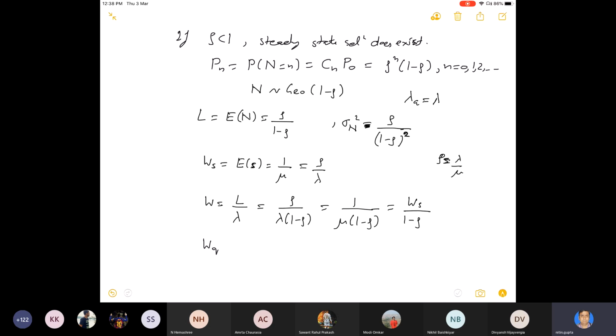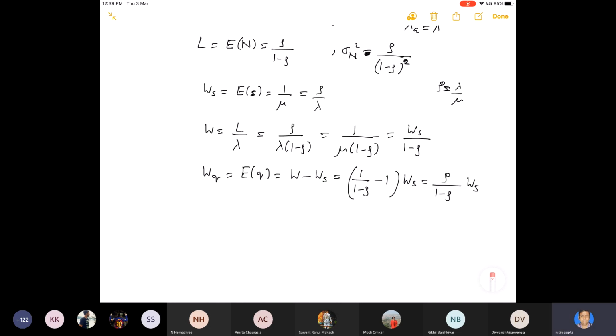And WQ, because we know that WQ is the expected value of Q. We know that W is equal to WQ plus WS. So WQ is W minus WS. From here, this is 1 divided by 1 minus rho minus 1 times WS. So this is rho upon 1 minus rho times WS. So in this fashion, we can determine WQ also.